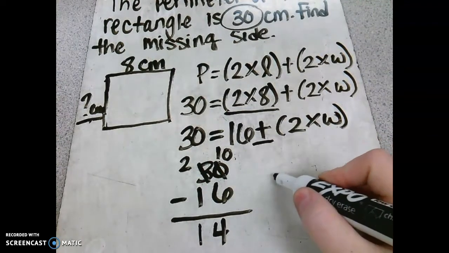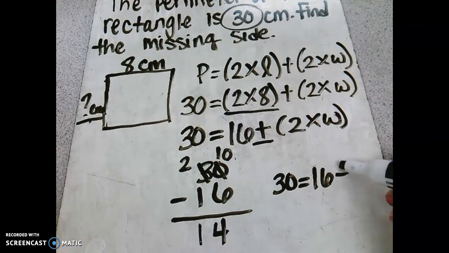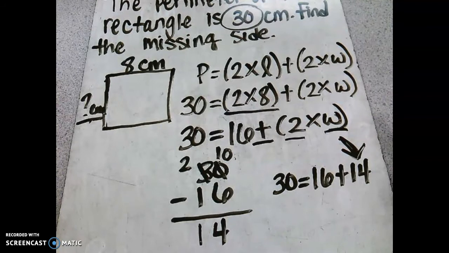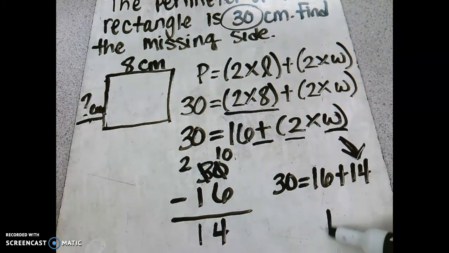So now we know that 16 plus 14 equals 30. Okay, so 2 times the width equals 14. We still got to figure out what this width is. It's not 14. Okay, we're going to divide this 14 by 2 to figure out our width.